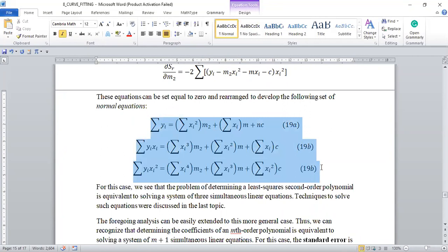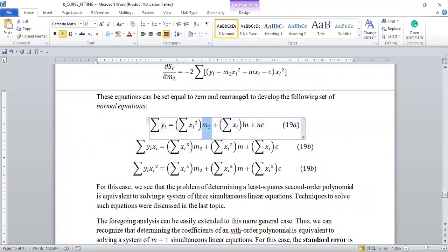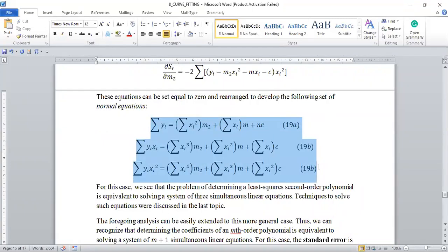They look familiar. So how can we solve it? The first question is, what's the name for this set of equations? Then you should know, because we want to solve for M2, we want to solve for M, and we want to solve for C. So can somebody tell me what the set of equations is and what methods we can use?